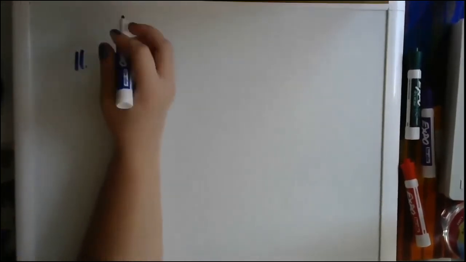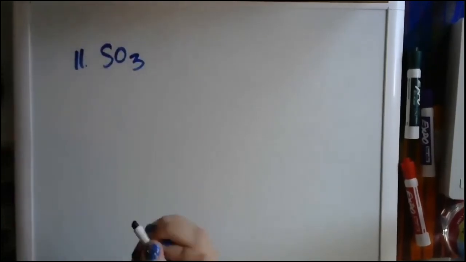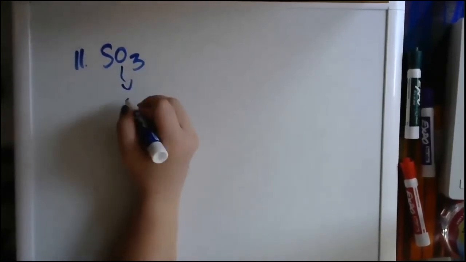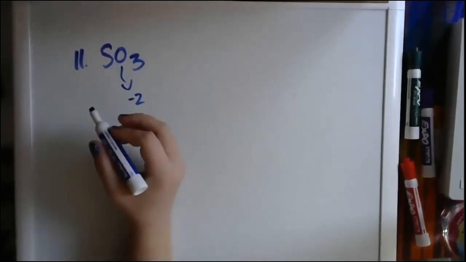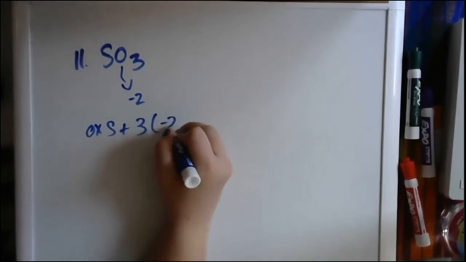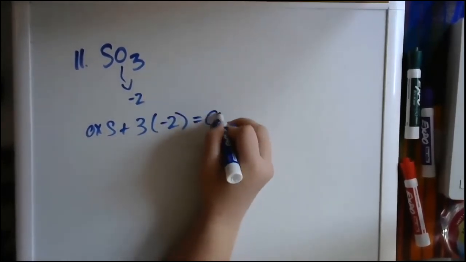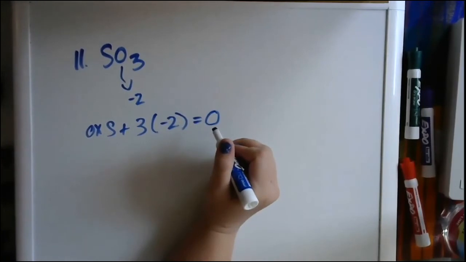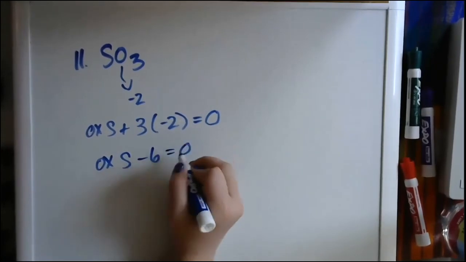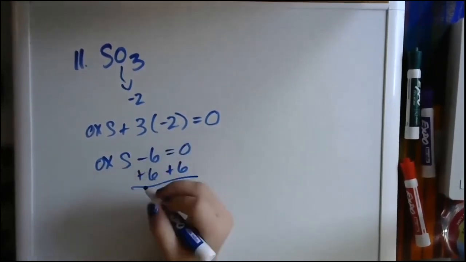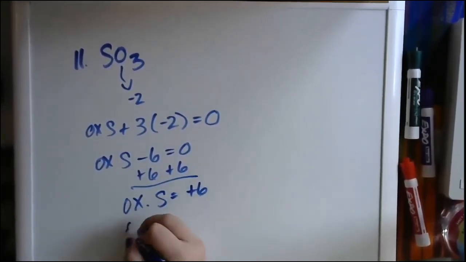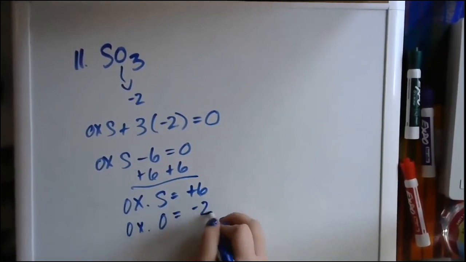Okay, number 11 is SO3. So the first oxidation number that we run into here is -2. Okay, so we're going to say the oxidation of sulfur plus 3 times the oxidation of oxygen is going to equal 0 because SO3 is a neutral compound. The oxidation state of sulfur -6 equals 0. The oxidation state of sulfur is +6. The oxidation state of oxygen is -2.